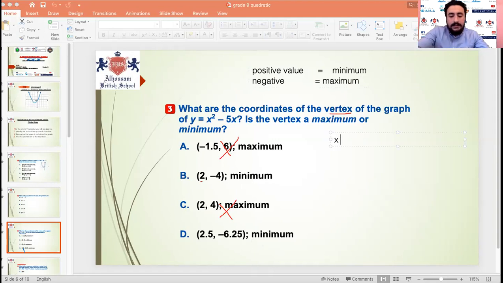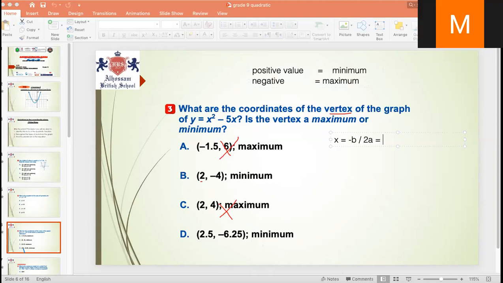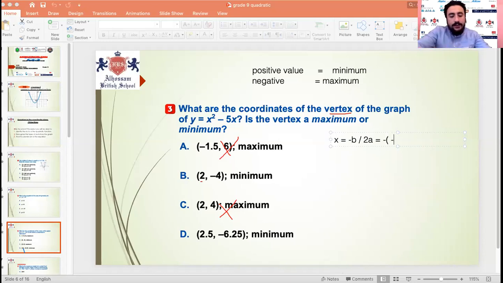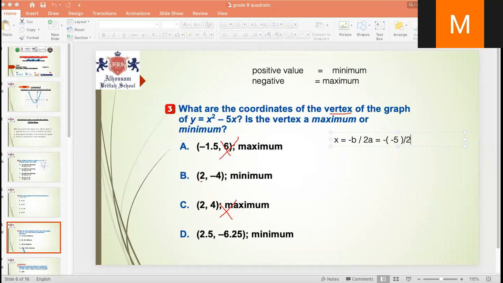First, we're going to write x equals negative b over 2a. Negative b, and b is already negative 5, so it's going to be negative negative 5, which is 5, over 2a. A is the coefficient of x power 2, the number beside x power 2.